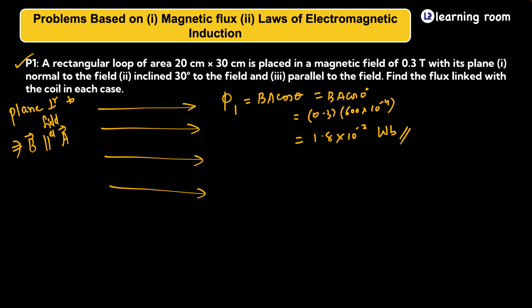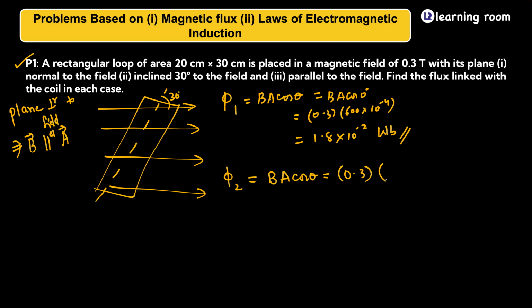Okay, second question. Here the plane is inclined at an angle of 30 degrees to the magnetic field. If the plane is inclined at 30 degrees, it means the plane is making an angle of 30 degrees with the field. Then what is the flux in the second case? I'll use the same formula BA cos theta. B is 0.3, A is 600 into 10 power minus 4.